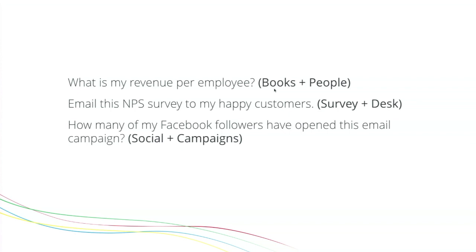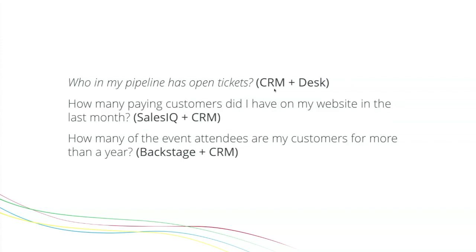Something like how many Facebook followers have opened this email campaign. What it's going to do is look at who your Facebook followers are in Zoho Social, look at who matched that on who opened those emails in Zoho Campaigns, and let you know that answer. Other things like who in my pipeline has open tickets is pretty useful on the sales side. If you're about to close a deal, you know if they've emailed any of your support teams and maybe there's an unresolved issue that you can be aware of.